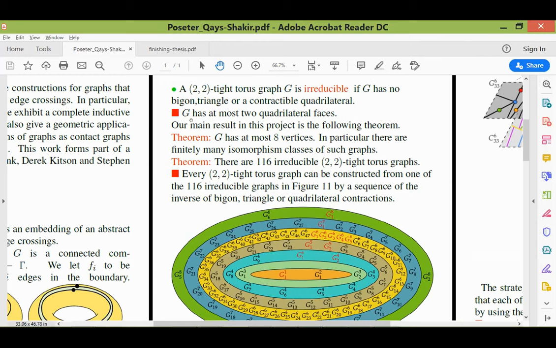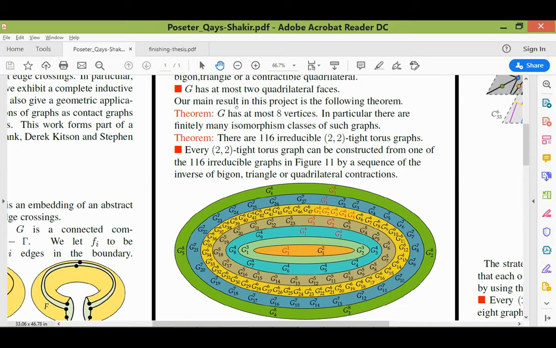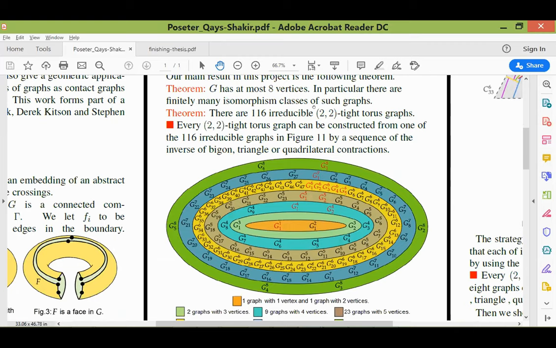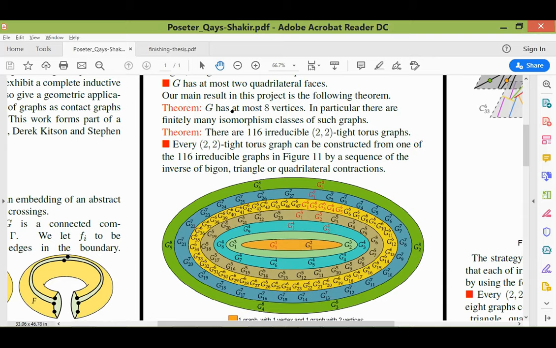Then we got the main result in our project, which says that a 2-2 tight torus graph that is reducible has at most 8 vertices. And that leads to the idea that our list of reducible graphs has finitely many isomorphism classes of such graphs. And then the problem here is, okay, we know that there are finitely many reducible graphs, but the problem is how to find all of them. This is the main issue that we faced at that time.